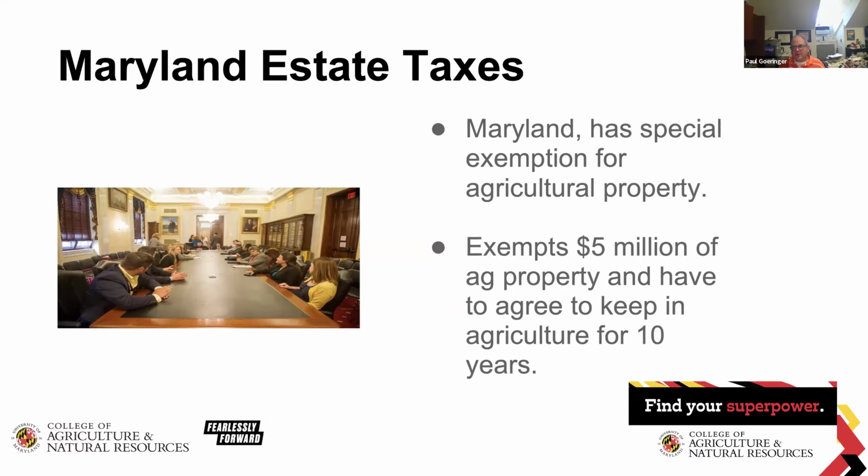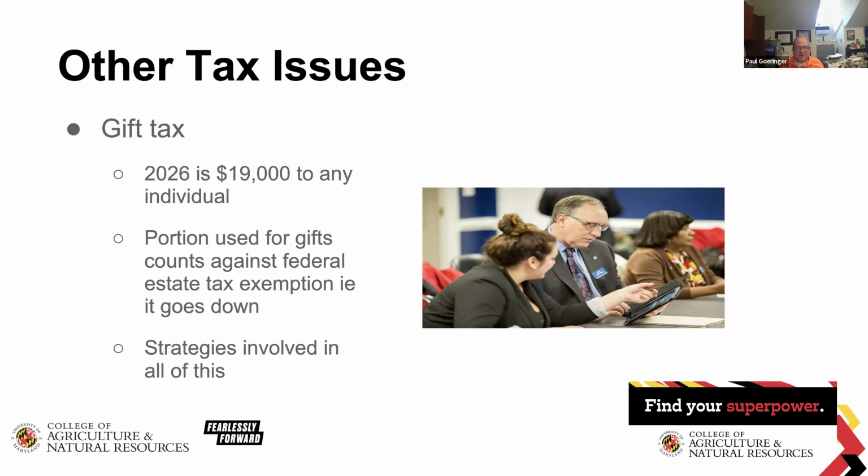Anything that you go over that $19,000 just counts against your federal estate tax exemption, so it goes down. When the accountant does the filing, there'll be a spot where anything on the gift tax that went over, they're just going to deduct that from the federal estate tax exemptions. So there are strategies involved in all this if we want to give stuff away.